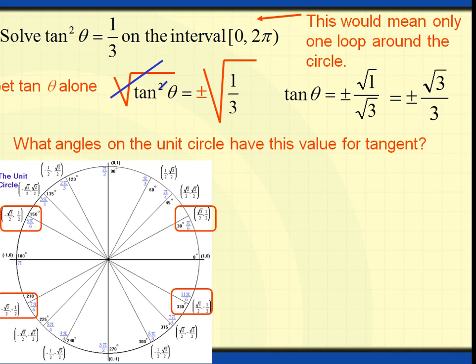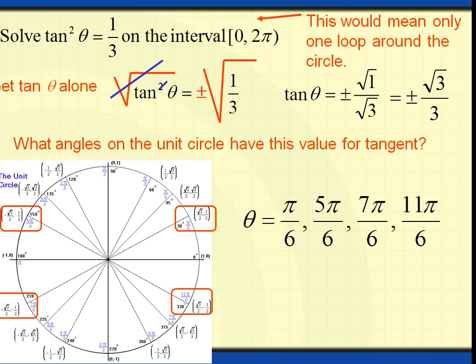And why am I accepting all of these 4 answers? Well, because it's a positive and negative. So in my first quadrant, I get positive. In my second quadrant, I get negative. Third quadrant, I get positive. Fourth quadrant, I would get negative. So in other words, my answer to this would be pi over 6, 5 pi over 6, 7 pi over 6, and 11 pi over 6.